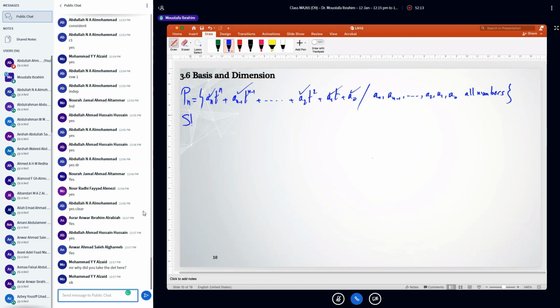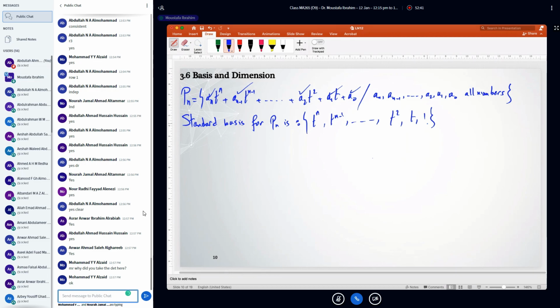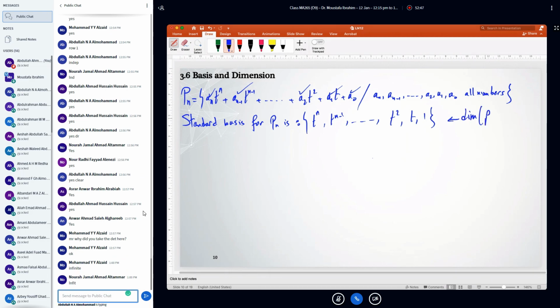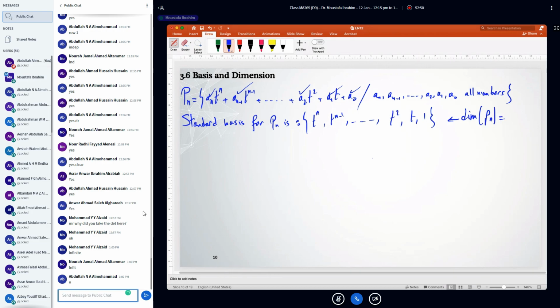So what's the standard basis now? As we did before, the standard basis for Pn is, look guys, you start with t to the power of n, then t to the power of n minus 1, and etc., t squared, t and 1. Okay? Can you count? Who knows how many are inside this set? How many polynomials do we have? No, it's not n.